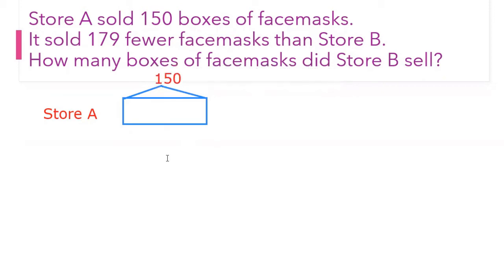And then we have to draw the bar for store B. Now you have to go back to the problem. How will we draw the bar for store B? It says here, it sold 179 fewer face masks than store B. What are we talking about when it says "it sold"? The "it" here that sold 179 fewer than store B is store A. So store A is this box. Since store A has fewer, store B will have a longer bar.